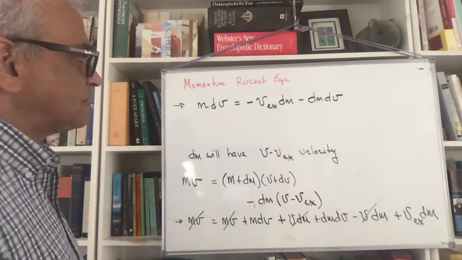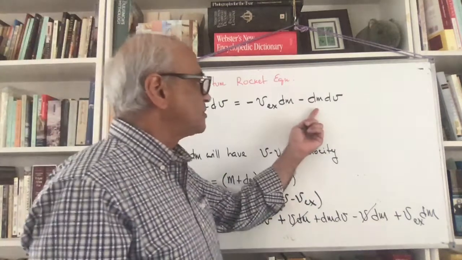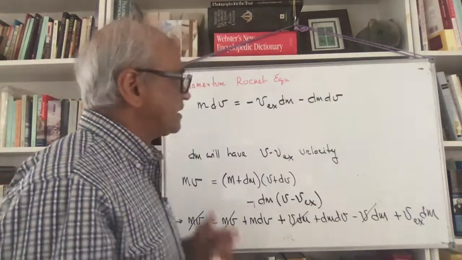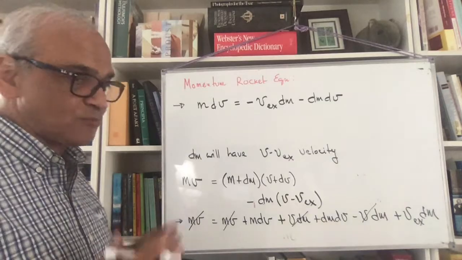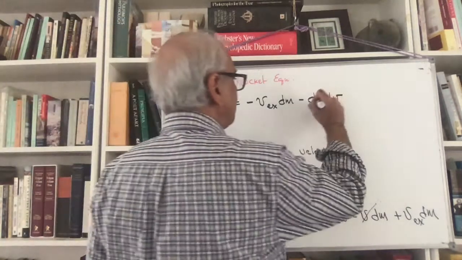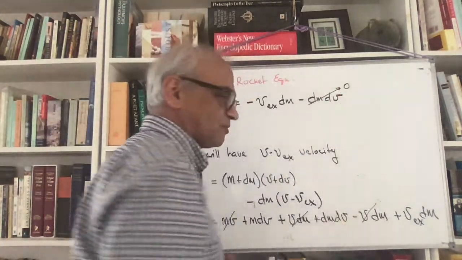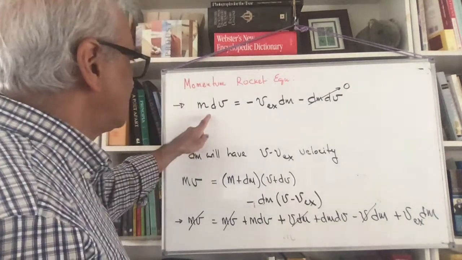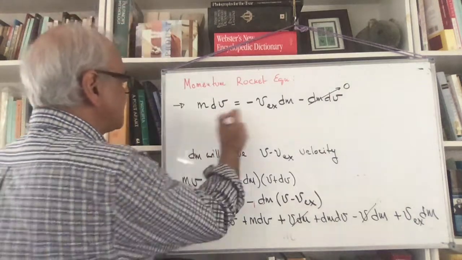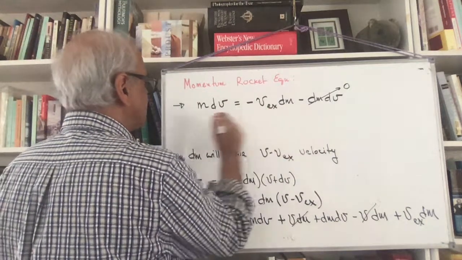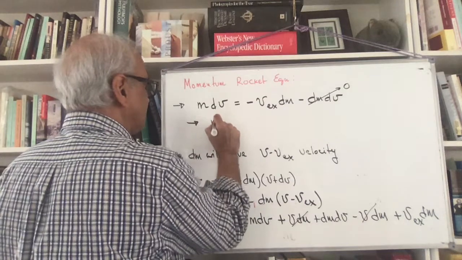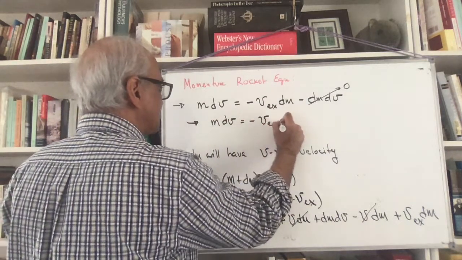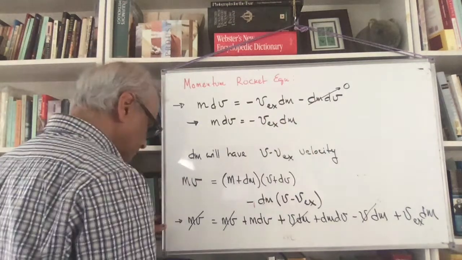So to make our calculation easier, we're going to ignore this part right here, dm dv, because both are a small mass and a small velocity. So we're going to consider them as zero. It's really not zero, but we're going to ignore it for the calculation. So right now what you have is, this is my result actually: mdv is minus vex dm.